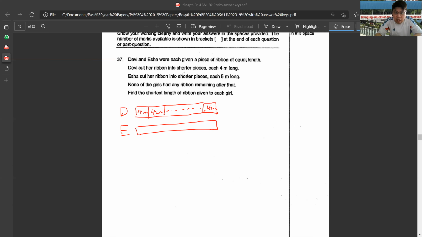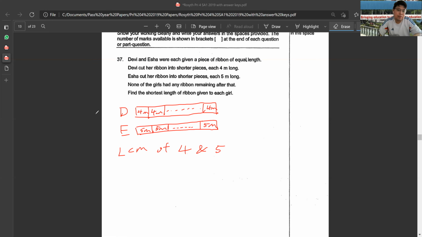Then Esther cut her ribbon into shorter pieces, each 5 meters long. None of the girls had any ribbon remaining after that. Find the shortest length. The shortest length is the lowest common multiple of 4 and 5.